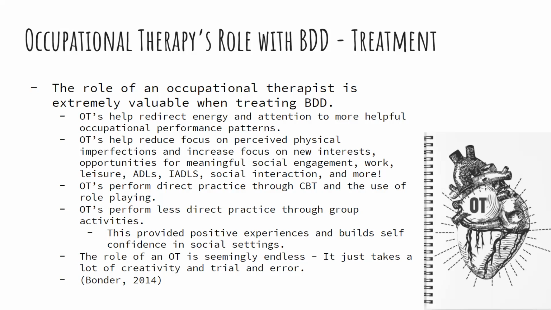OTs perform direct practice through cognitive behavioral therapy and the use of role playing. So for instance, an occupational therapist would role play with this individual to get them either talking about their perceived deficit or taking their attention away from it and having them introduced into social settings to help get the client to realize that this is actually not an imperfection and to show them that they are beautiful in their own way. So OTs also perform less direct practice through group activities.